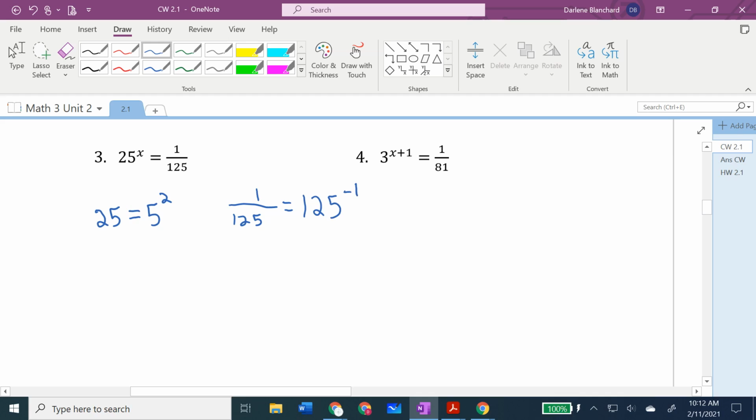And by the way, if you can do these faster than I'm doing them, feel free to. And then 125 is 5 to what power? And I'm looking in chat. 125 is 5 to the 3rd power. So 1 over 125 is 5 to the power of negative 3.